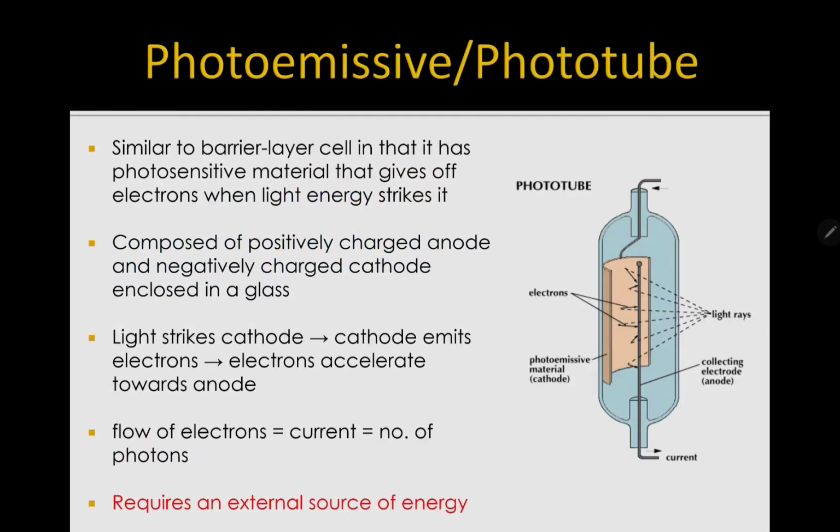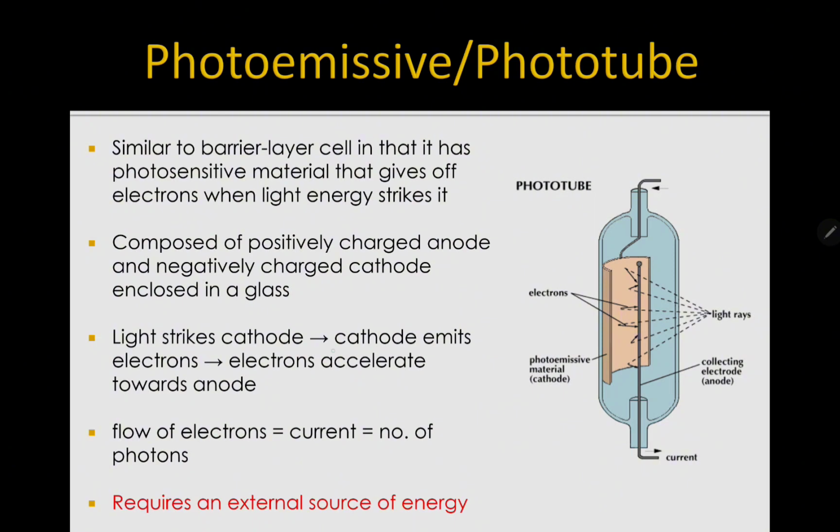You also have what we call the photoemissive or phototube. It is similar to the barrier layer cell in that it has photosensitive material as well that gives off electrons when light energy strikes. Remember, a photosensitive material will give electrons when light hits it. It is composed of a positively charged anode and a negatively charged cathode enclosed in glass. When light strikes, the cathode will emit electrons. Therefore, the electrons will accelerate or move towards the anode.